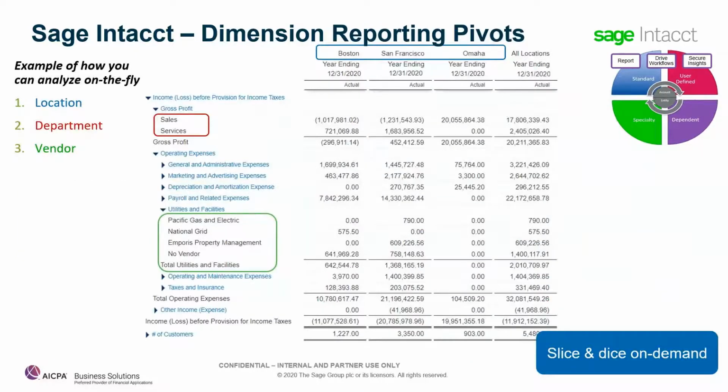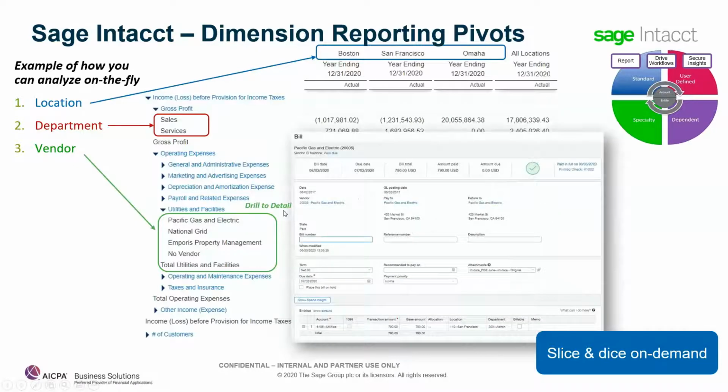Now, I also have the option of using those dimensions in a pivot form, where I've got a different column for each location, what's going on in the Boston location versus the San Francisco location. I can expand a particular account by another type of dimension, which would be the vendor, seeing where I'm spending my money on utilities and facilities. Our dimensions give us a lot of reporting flexibility.